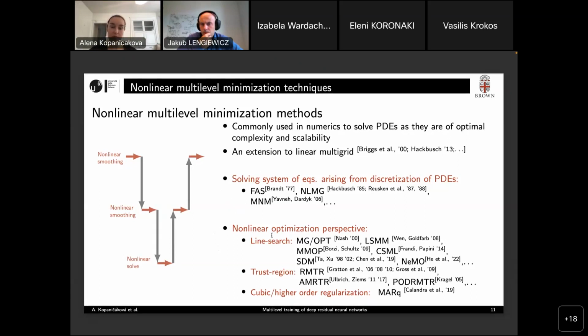So we have multi-level line search methods. I think the most prominent example is the MG/OPT method. And these methods are more suitable for convex objective functions. So in this work, we will focus on multi-level trust region methods as they were originally designed to solve non-convex minimization problems. In particular, we will adapt the multi-level trust region method initially developed by Gratton and coworkers, and we will adapt it such that we can use it for training of deep residual networks.